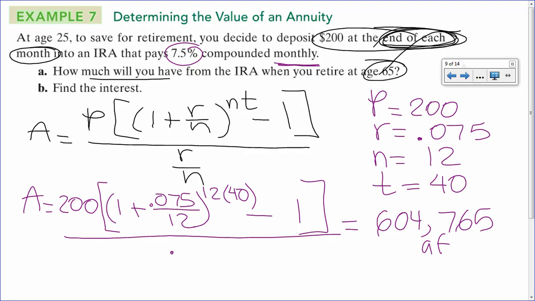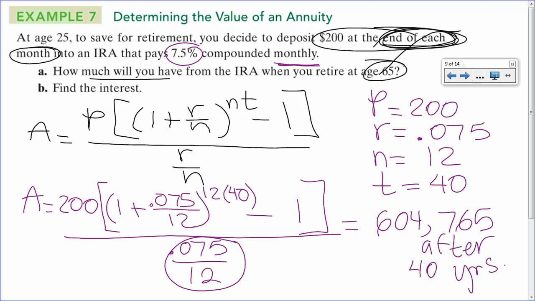So, 0.075 over 12. I suggest you use your fraction tool. That is still the correct answer, though. I just had it in my notes. After 40 years, that's a lot. It's a lot of money, and if you think about it, think about this.